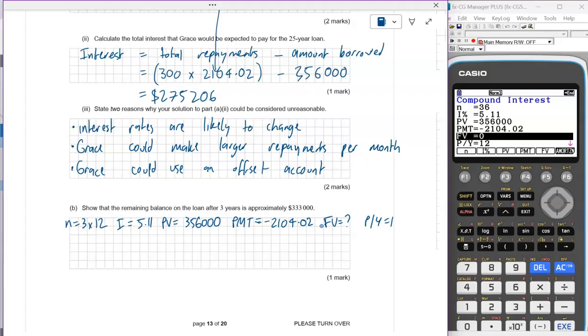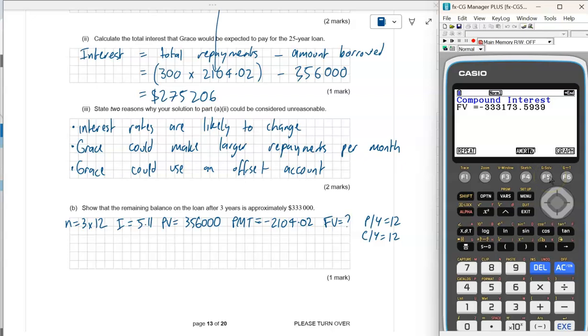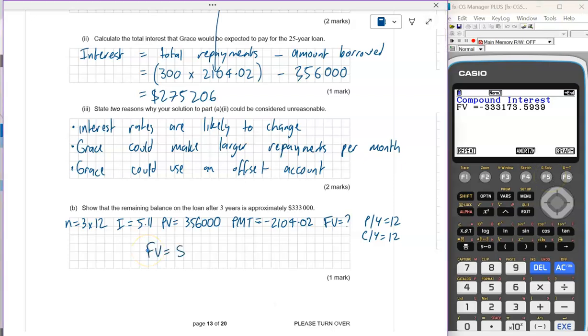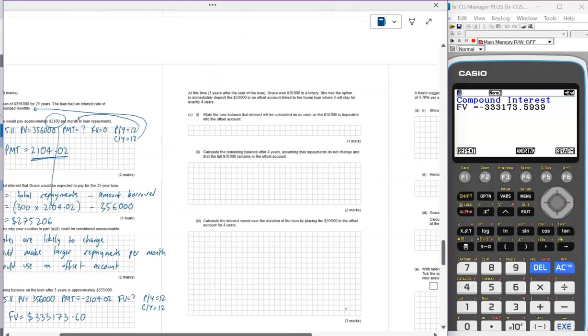Payments per year, again, we're assuming they remain as 12, likewise with the compound periods per year. So based on all that, let's calculate the future value. We'll press F5. It tells us that Grace still has $333,173.60 remaining on her loan after 3 years of payments.